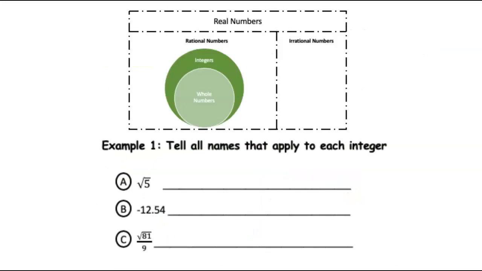So my first example tells me to give all the names that apply to each number. So I always start with the big boxes and then work my way in. Okay, A, square root of 5. There is no perfect square for the square root of 5, so this number has to go in my irrational numbers category. That means that it is real, because all of my numbers will fit into the real numbers category, and it is also irrational. And since it's irrational, there are no smaller subsets in the irrational category. That's all. It's just real and irrational.